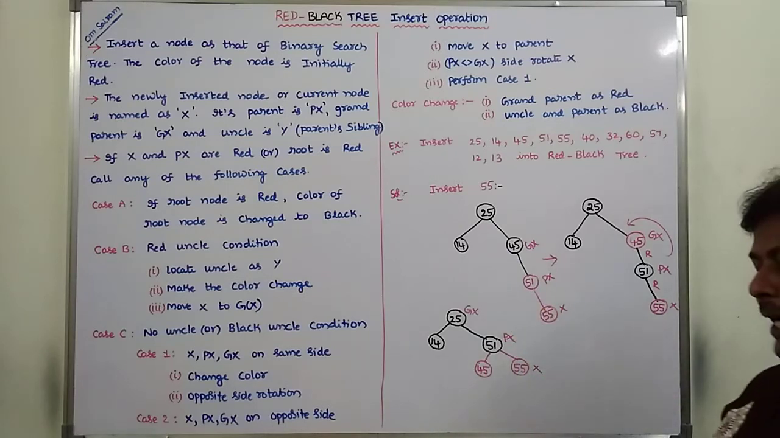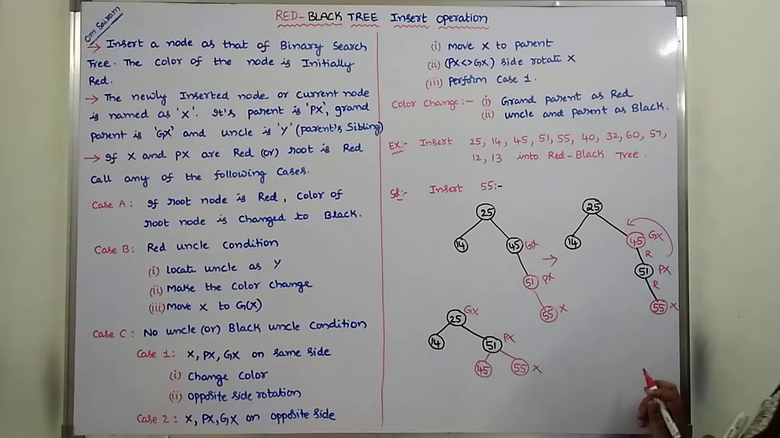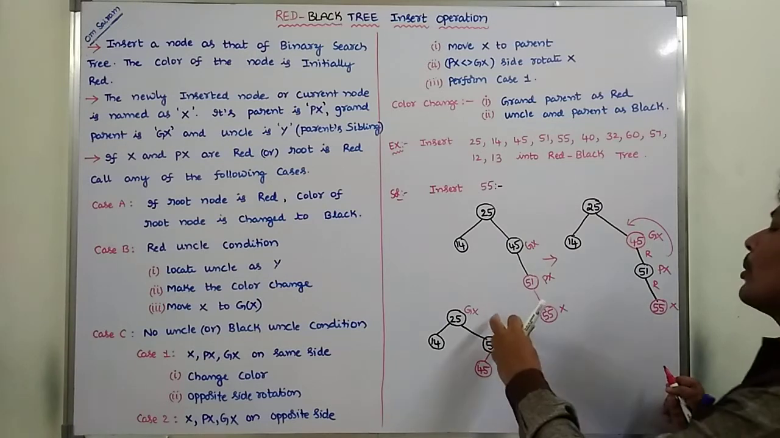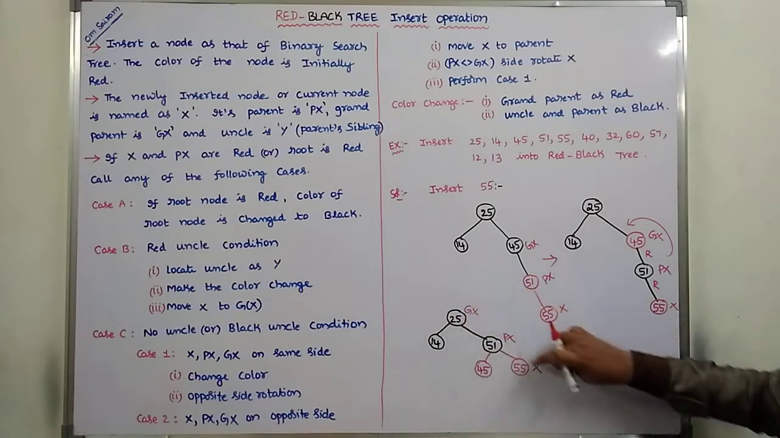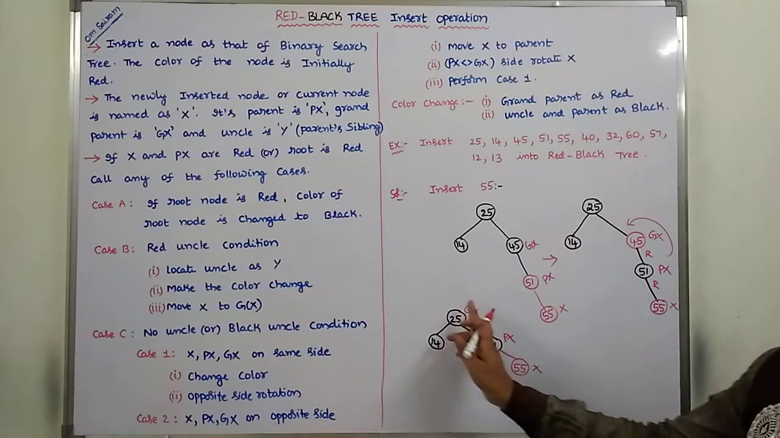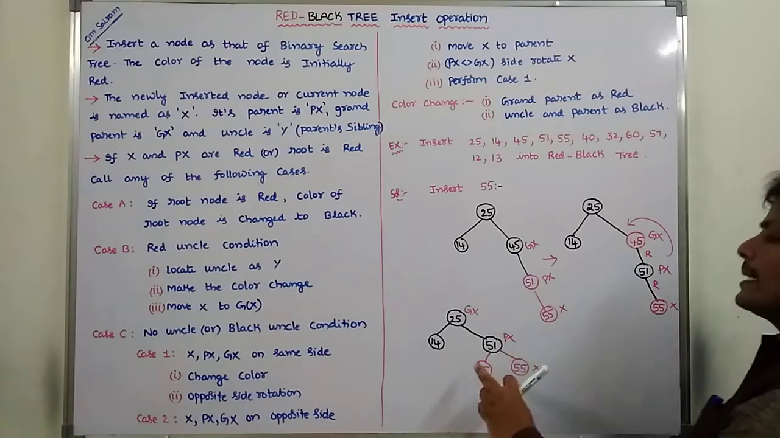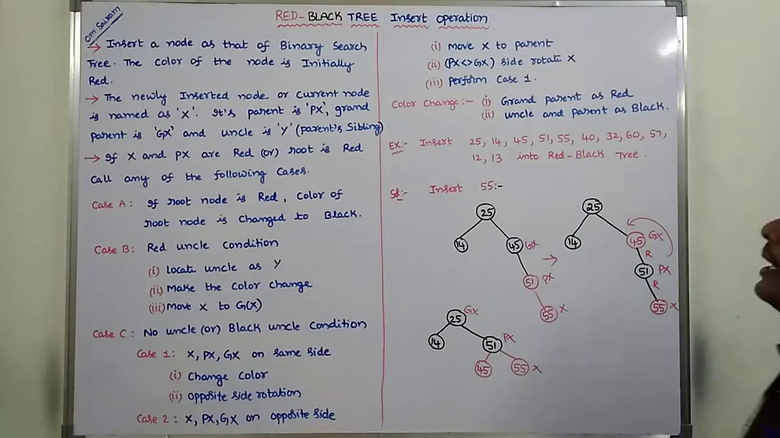Now is it a red black tree or not? First one, root node is black. Yes, root node is black. Next one, are any two consecutive red nodes there? Consider this path, there are no consecutive red nodes. Consider this path, there are no consecutive red nodes. Consider this path, there are no consecutive red nodes. So now this is a red black tree up to 55. Now we go for 40.